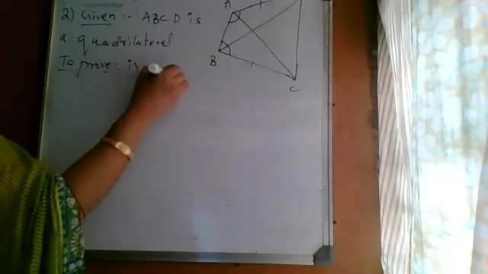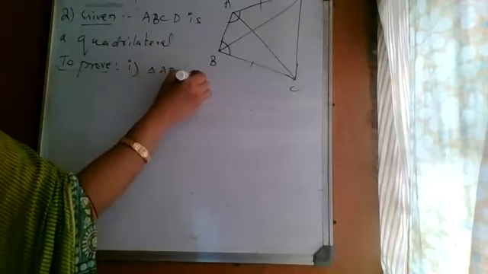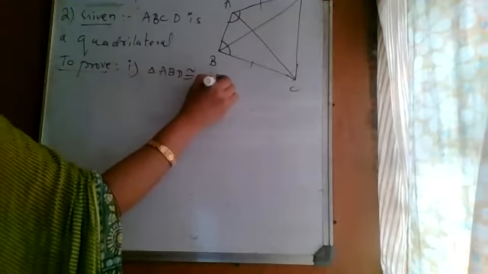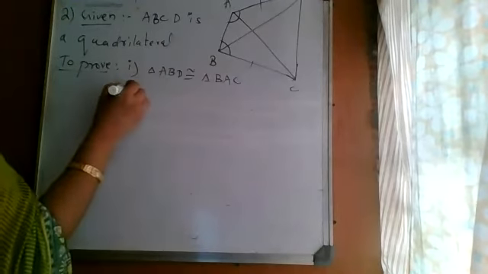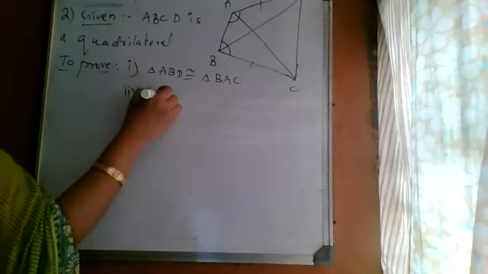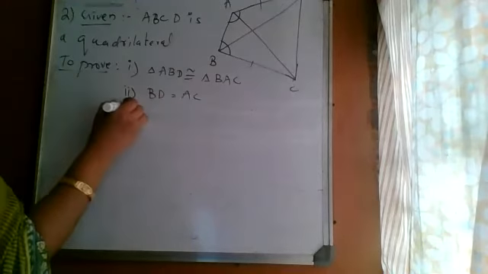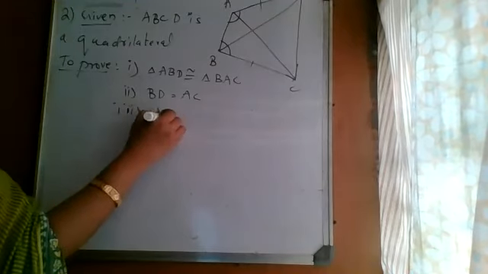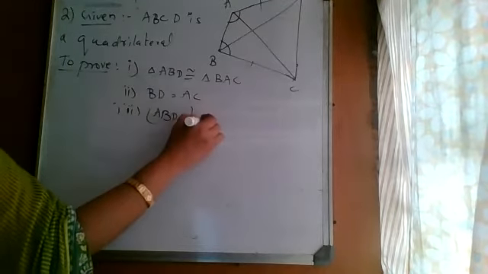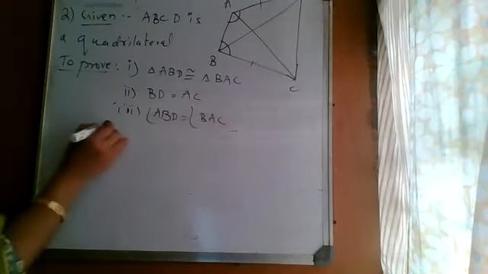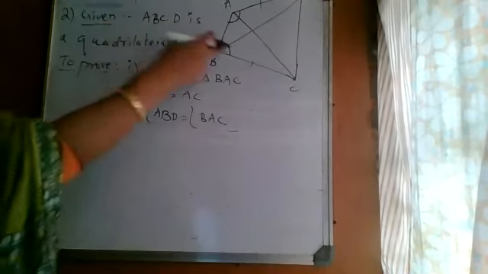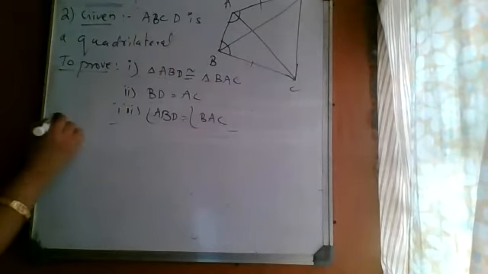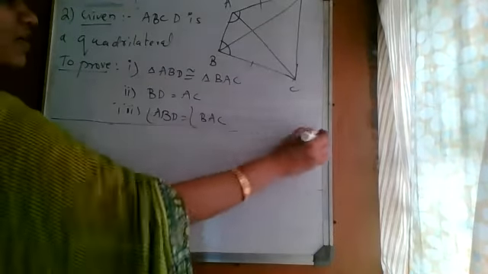Okay, to prove. Down there they have given 3 questions to you that you should write here. First one, triangle ABD must be congruent to BAC. Second point, BD is equal to AC. Third point, angle ABD must be equal to angle BAC. Till here it carries some marks. This is given. Draw the figure, write the given and whatever we have to prove. We have to get the answer. Till here it carries nearly 1.5 marks.